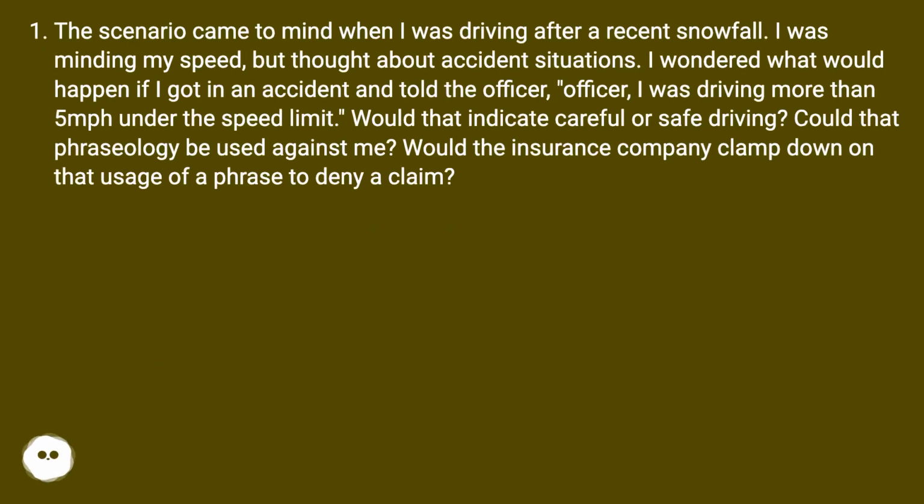The scenario came to mind when I was driving after a recent snowfall. I was minding my speed, but thought about accident situations. I wondered what would happen if I got in an accident and told the officer, "Officer, I was driving more than 5 miles per hour under the speed limit." Would that indicate careful or safe driving? Could that phraseology be used against me? Would the insurance company clamp down on that usage of a phrase to deny a claim?